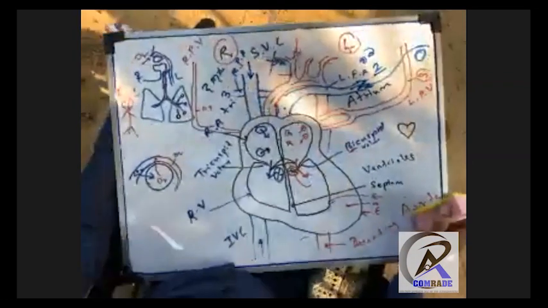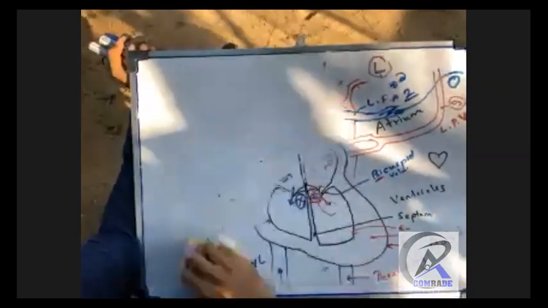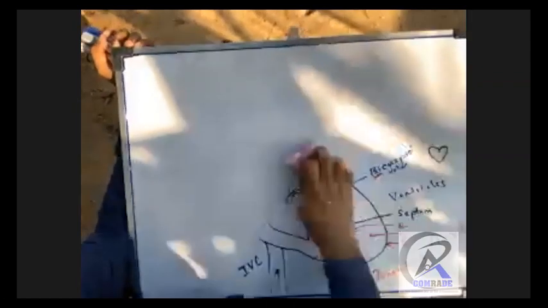You can see this part now. All gone. Now what to do? All gone. Now see, this is the way you're going to draw within 2 minutes.